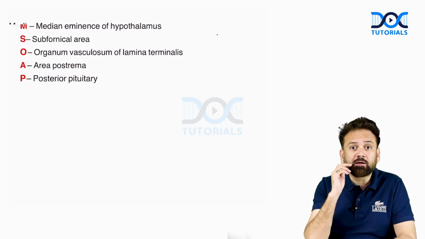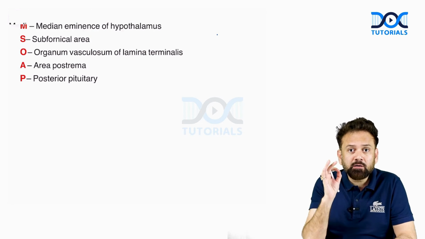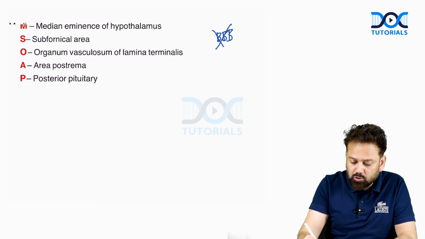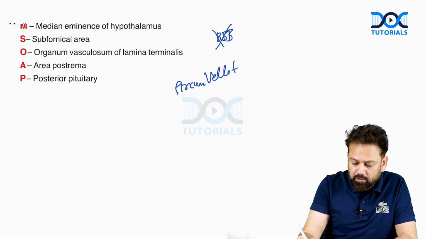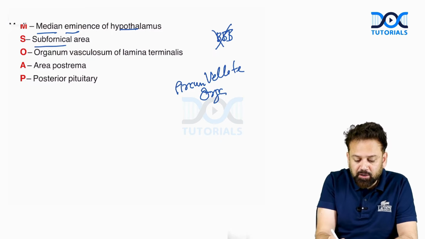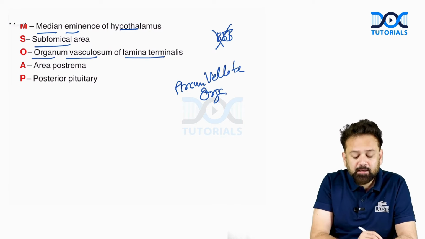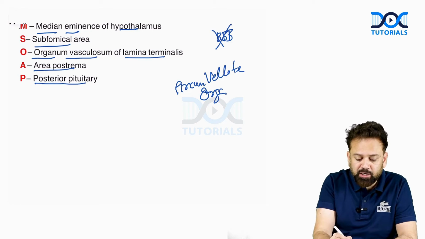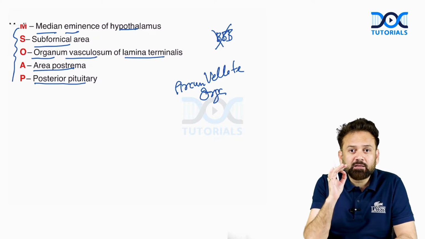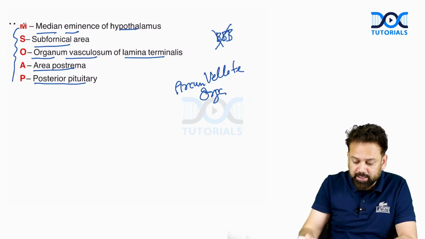Now, what is circumventricular organ? That organ that does not obey the blood-brain barrier. It is called circumventricular organ. And the mnemonic is M-SOAP. Medial eminence of hypothalamus, subfornical organ, OVLT, organum vasculosum of lamina terminalis, area postrema and posterior pituitary. These organs are not obeying the blood-brain barrier and they are called circumventricular organs in the brain.